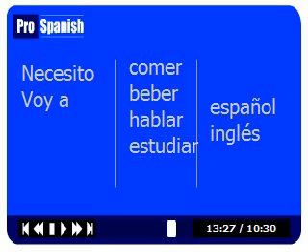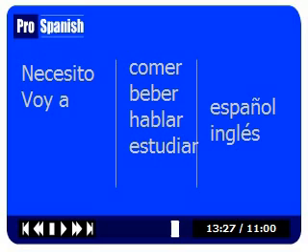So here the pair is to eat and to drink. They make a good pair. And it's comer and beber. To eat and to drink. Comer, beber. So now you try. Comer, beber. To eat, to drink. And again. Comer, beber. To eat and to drink. Easy, straightforward.